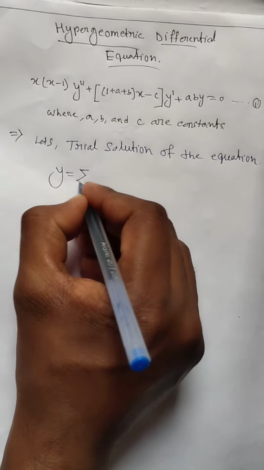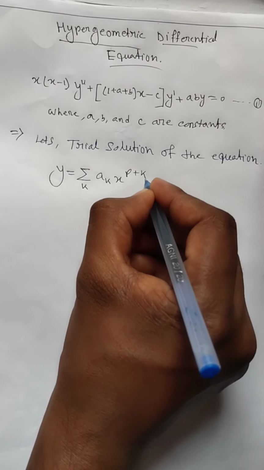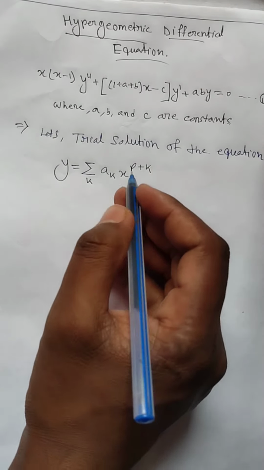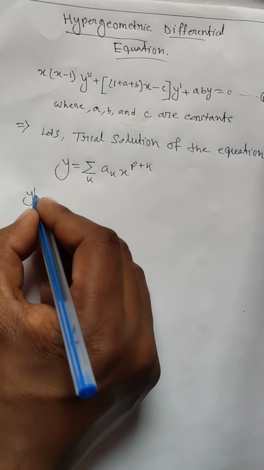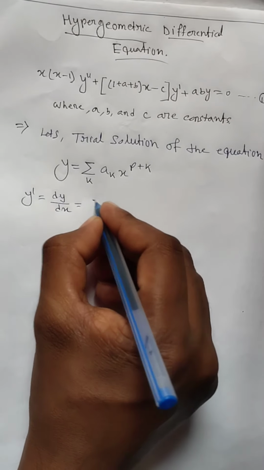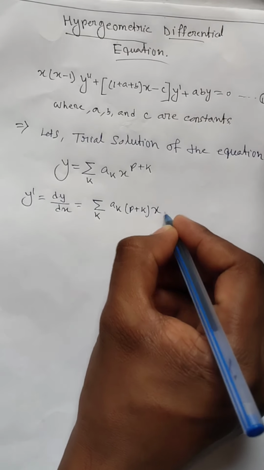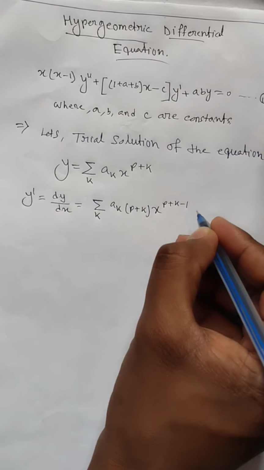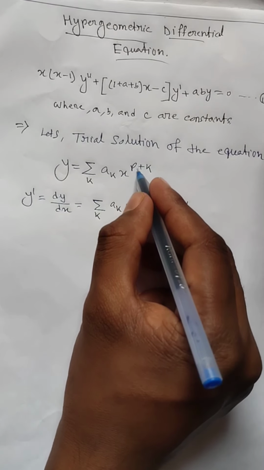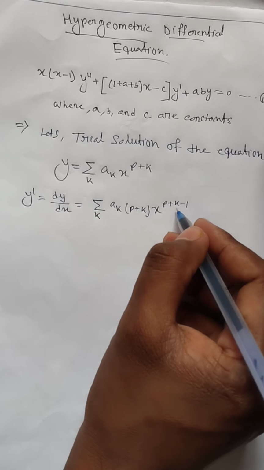y is equal to the summation over k of a_k x to the power p plus k, where p and k are also constant and integer. Then y prime, the first derivative of y with respect to x, is the summation over k of a_k (p plus k) x to the power p plus k minus 1. If we take the derivative of x to the power p plus k, then we get (p plus k) x to the power p plus k minus 1.